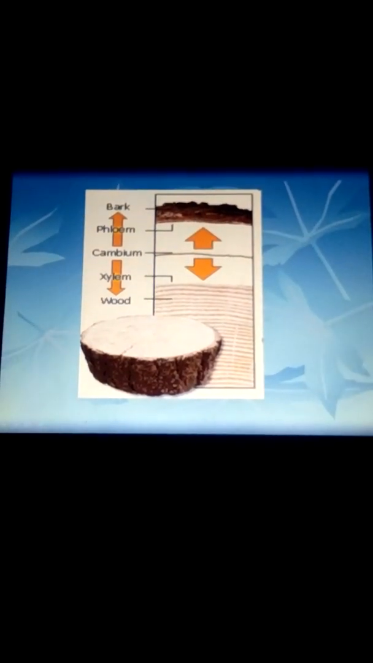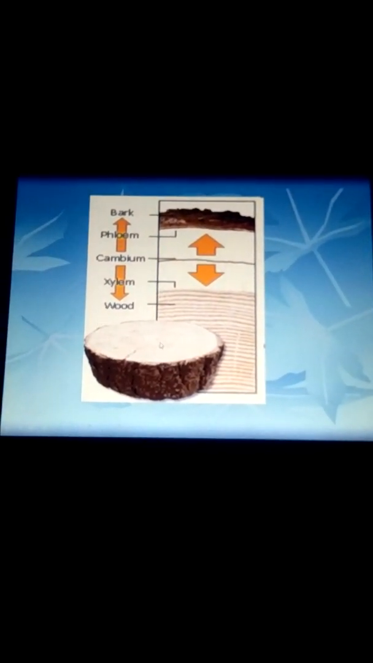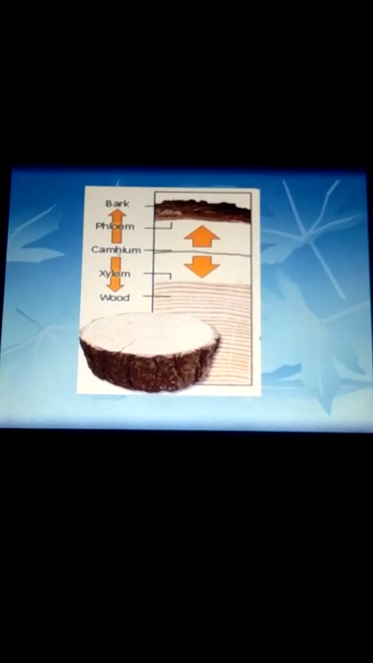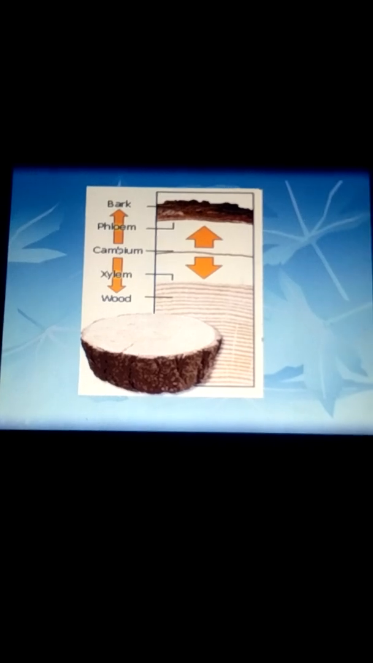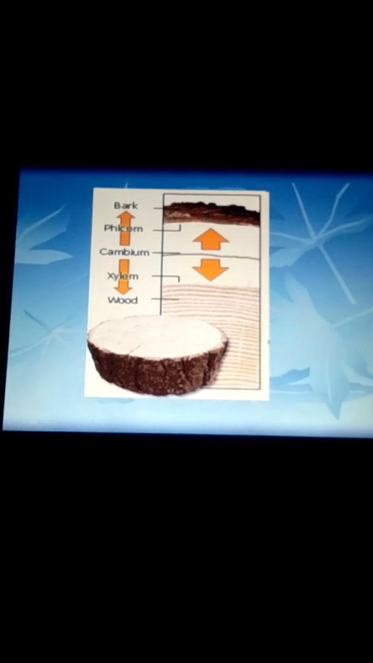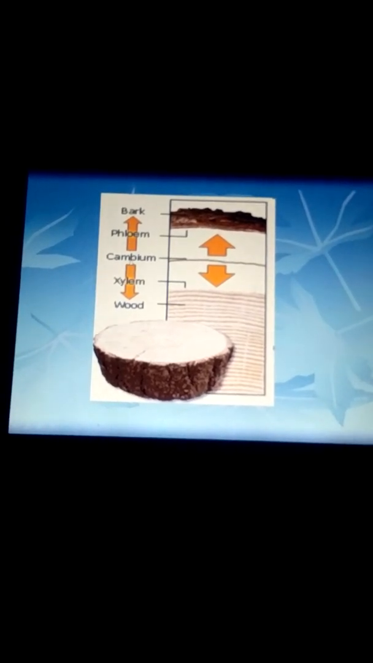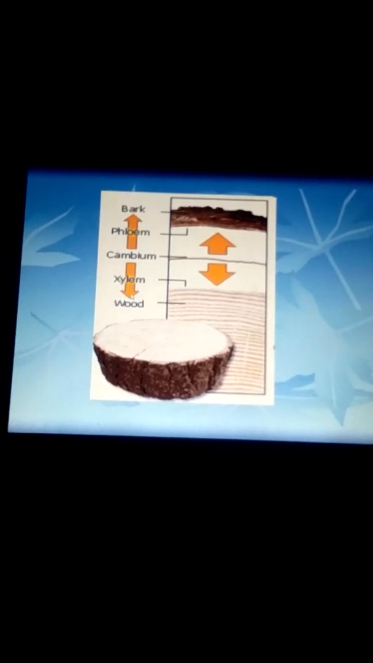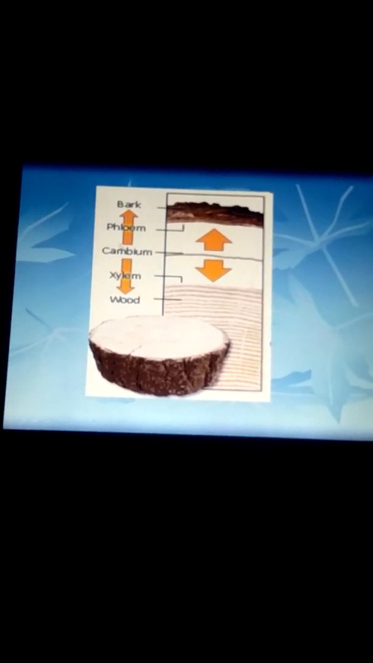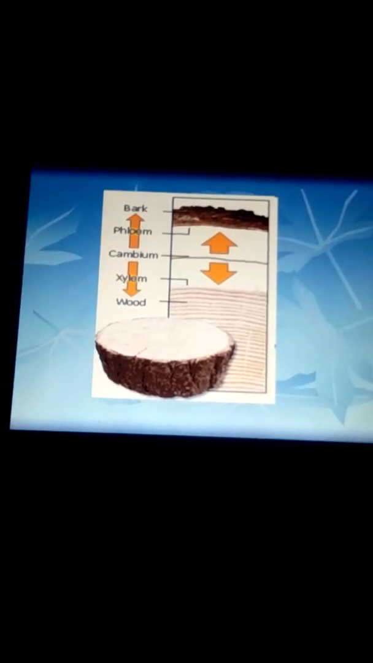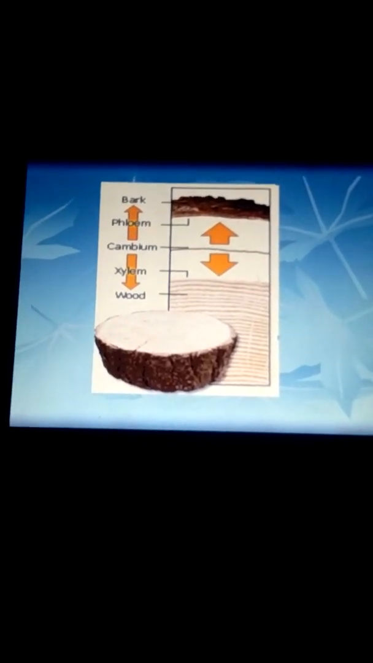Now next, this is the structure. Let's see, this is wood, and cambium is present in the center. Look, this is bark. Inner to the bark is phloem, and inner to the phloem is cambium, and then xylem, and then wood. That means cambium is present between wood and bark. On the outer side it produces phloem, and on the inner side it produces xylem. This was the structure of cambium.